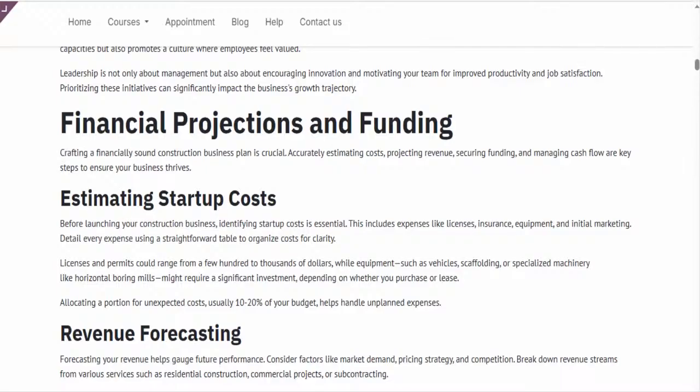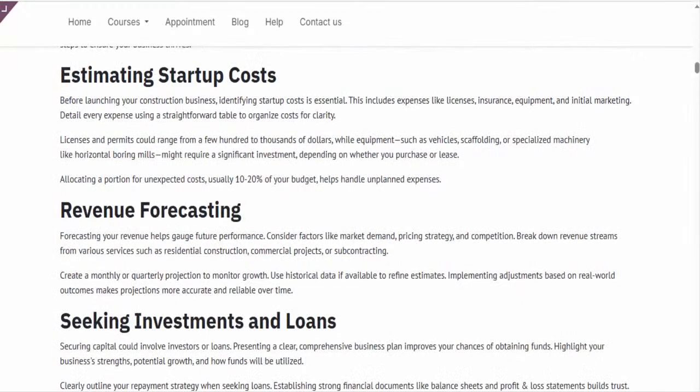Financial projections and funding. Crafting a financially sound construction business plan is crucial. Accurately estimating costs, projecting revenue, securing funding, and managing cash flow are key steps to ensure your business thrives. Estimating startup costs. Before launching your construction business, identifying startup costs is essential. This includes expenses like licenses, insurance, equipment, and initial marketing. Detail every expense using a straightforward table to organize costs for clarity.